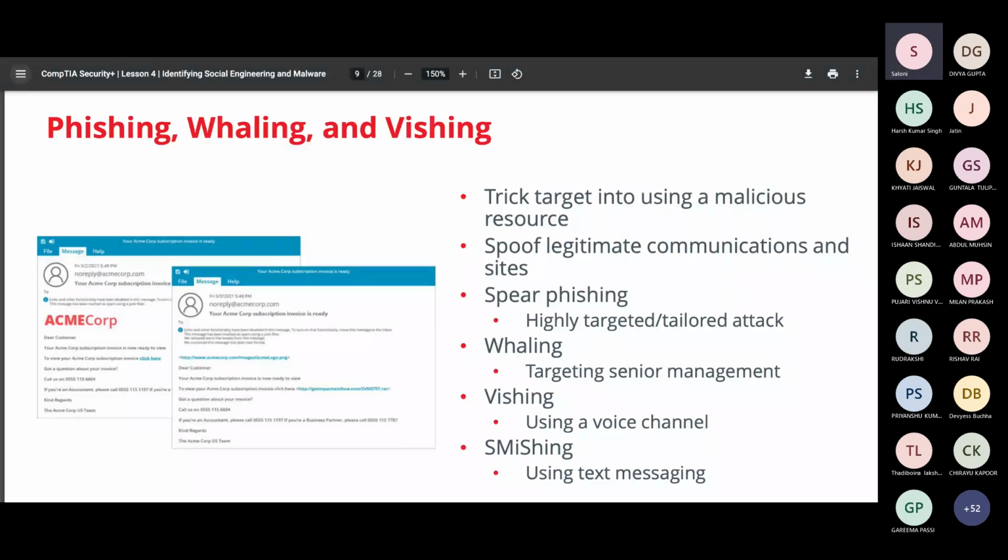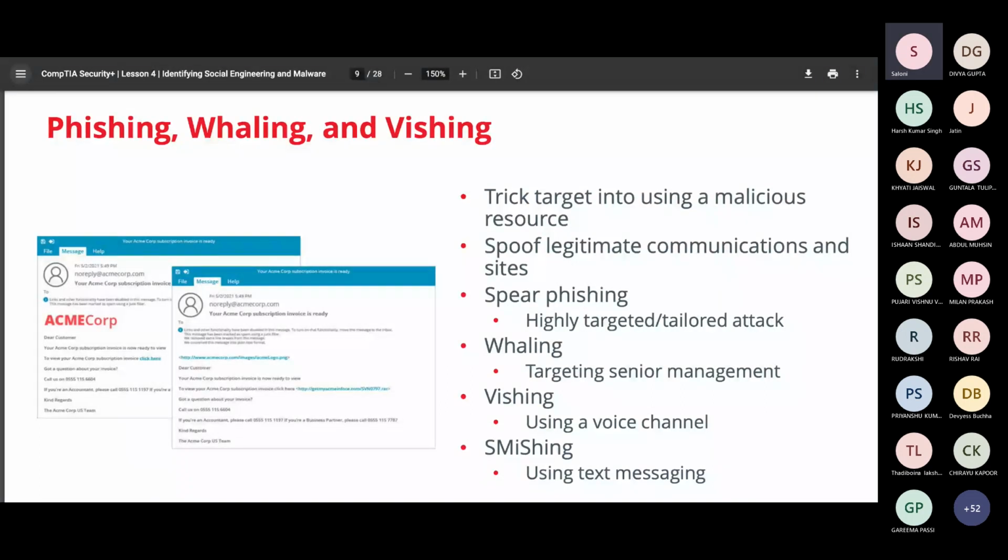Now we are here at phishing, whaling and vishing. What is phishing basically? It's a combination of social engineering and spoofing. It persuades or tricks the target into interacting with a malicious resource disguised as a trusted one, traditionally using an email as the vector.